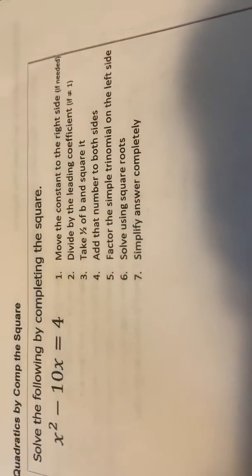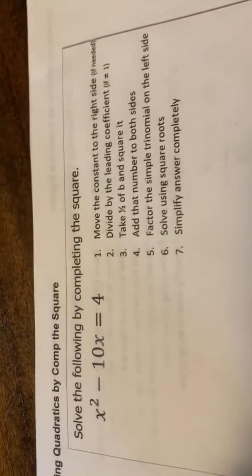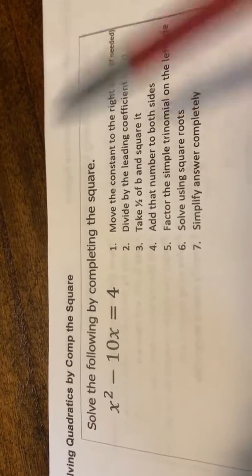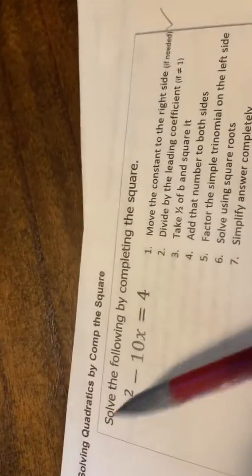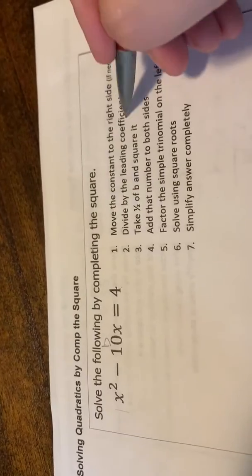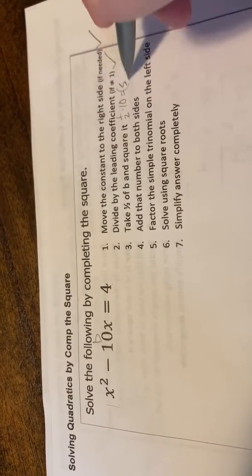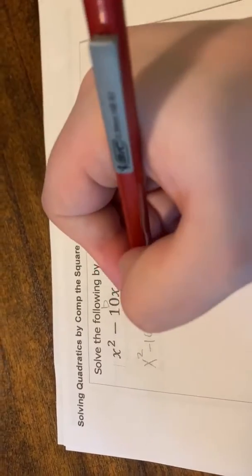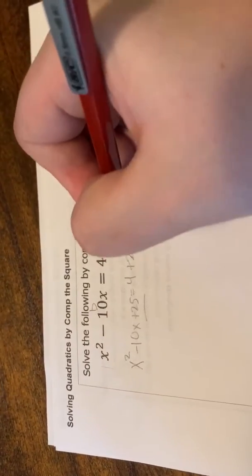Okay, let's do a couple more. I'm going to work through this one pretty fast, do a little bit more in my head just so you can see that it can go a little faster. Move the constant to the right side, it's already there. Divide by the leading coefficient, that's 1, don't need to do that. Half of b and square it. b is 10, so half of 10 is 5, and 5 squared is 25. So 25 is what I'm going to be adding to both sides. Add 25 there, add 25 there.